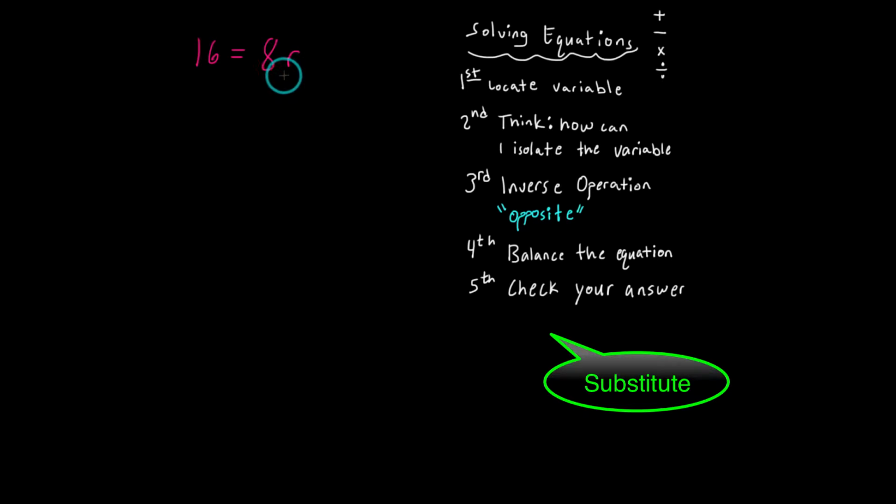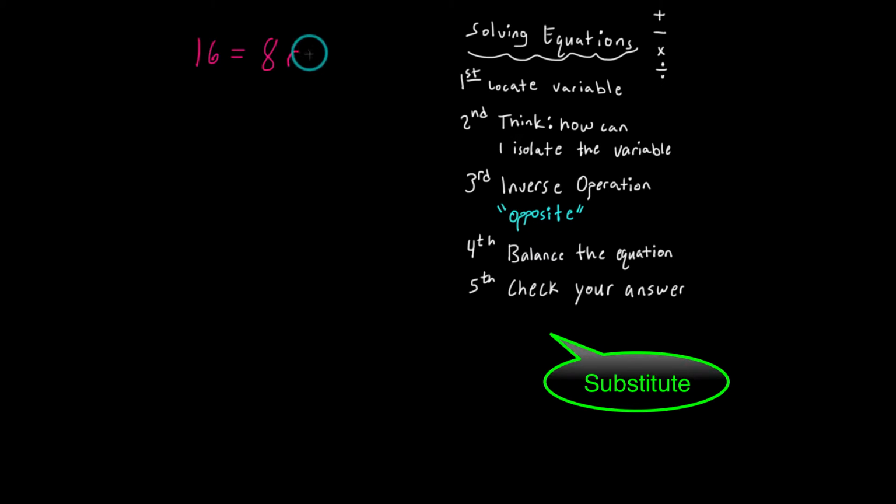The first step is to locate the variable r. It's right here. Step 2 is to think, how can I isolate this variable? I need to get rid of this value 8. I need to get 8 on the other side of the equation. Step 3 is to do the inverse operation, so I want to divide by 8 in this case.